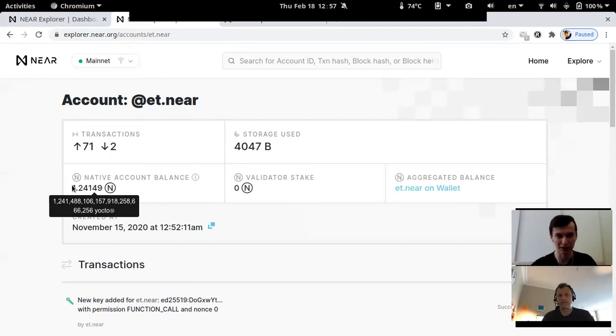So these are native Near protocol accounts. This one you can spend immediately. You can send it, transfer it, or attach it to a function call. This balance is the balance that you stake as a validator.